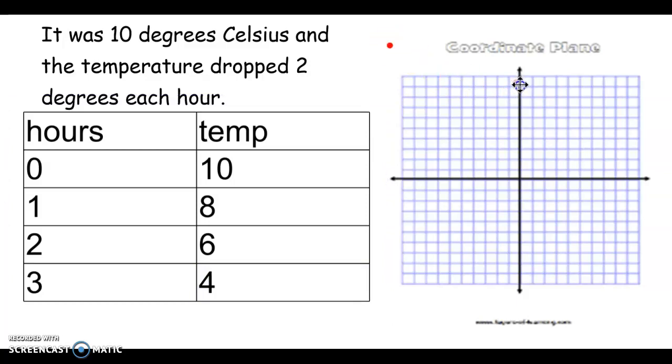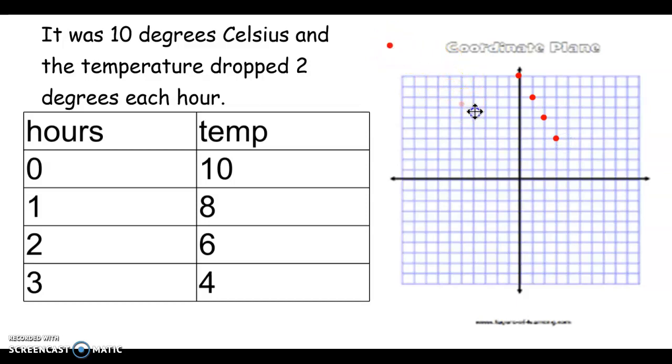Let's go ahead and look at what it would look like on the graph. So here is my 0 hours. It's starting at 10 degrees. After 1 hour, it's gone down 2 degrees. After 2 hours, it goes down another 2 degrees. And it would keep doing this. And we can see once again it's forming a line.